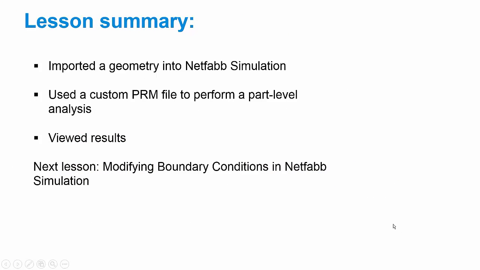Just to summarize what we did here, we imported a geometry into Netfabb Simulation, and we paired that with the custom PRM file that we generated as part of Lesson 2 of this tutorial series. We then used that PRM file along with that geometry to perform a part level analysis, and we viewed the distortion results that were calculated during that analysis. In the next lesson, I plan to cover modifying boundary conditions in Netfabb Simulation.